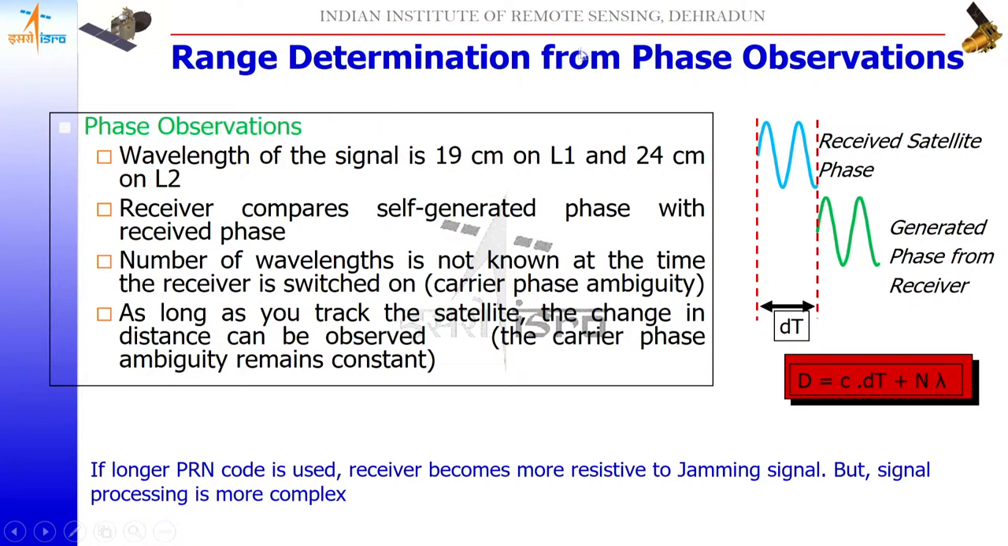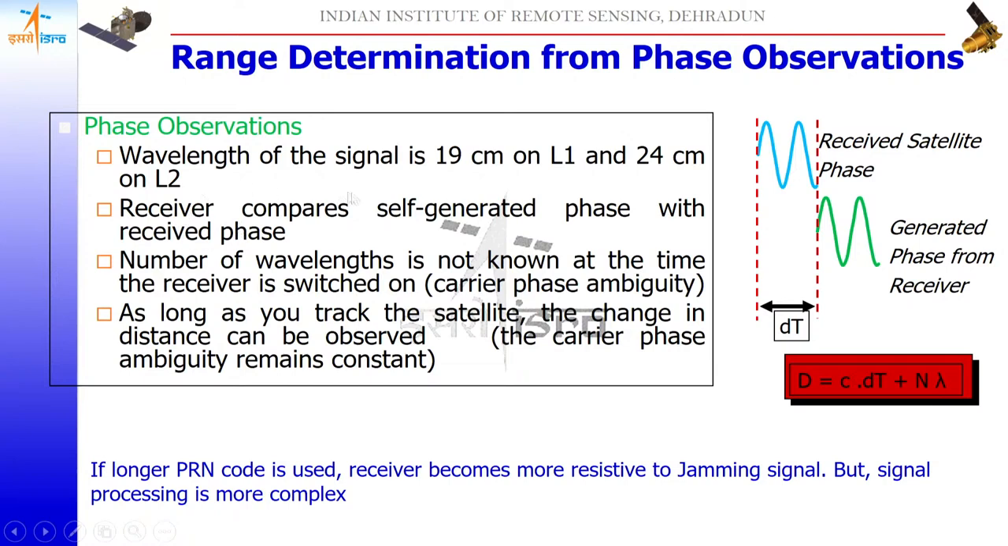Now we come to the phase observation, our carrier phase observation. Here also it is the same, the only thing is the wave has changed. There the wave was a square wave, here the wave is a sinusoidal wave and very precise, so each second has very crucial information. In the earlier case there was no wavelength, but here we have wavelength, amplitude, everything. This is 19 centimeter for L1, 24 centimeter for L2.